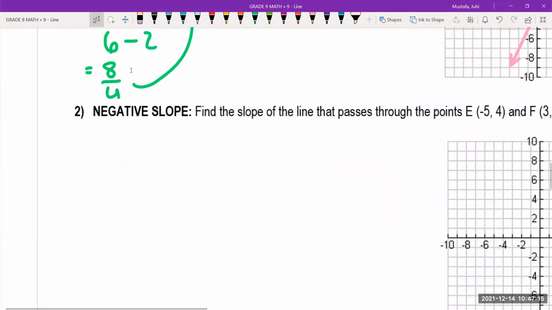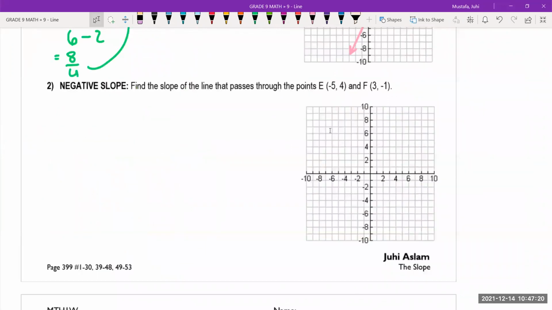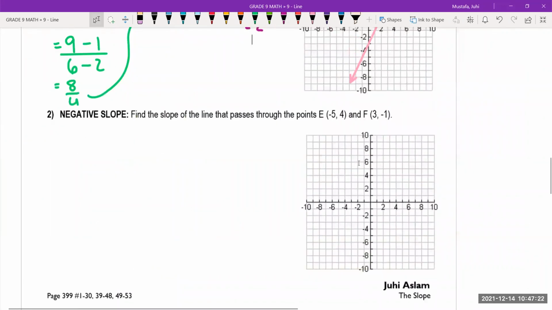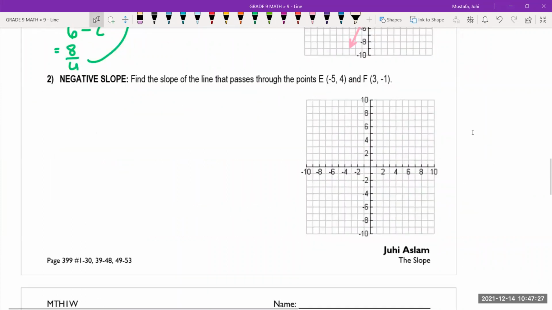This time we're going to be drawing a negative slope. So you know your line is now going to be going downwards. First, we're going to use the algebraic method, this new formula that we've learned, and then we'll confirm our answer by drawing it on the graph and checking to see if we're right.